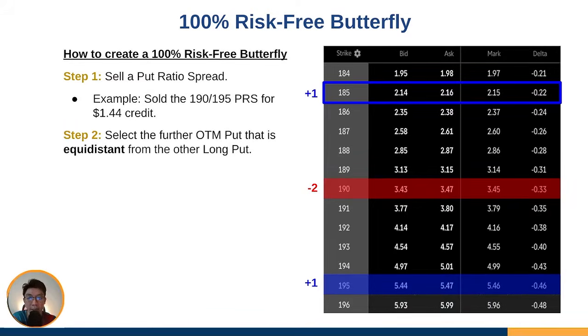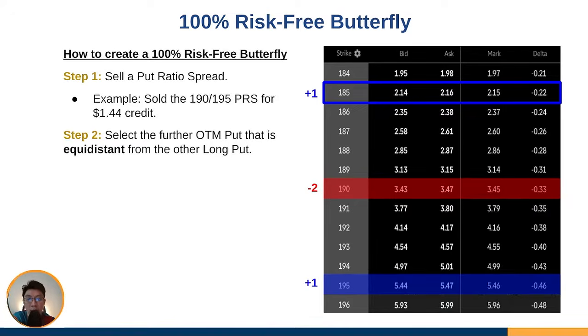Now, the second step is that you want to select the further out of the money put that is equidistant from the other long put. So what you're trying to do here is now you're trying to convert it into the butterfly, right? So remember, the butterfly is nothing more than the defined risk version of the put ratio spread. Now, in order to convert it into this risk-free butterfly, you need to select the out of the money long put that is equidistant from the other long put, and this is very important.